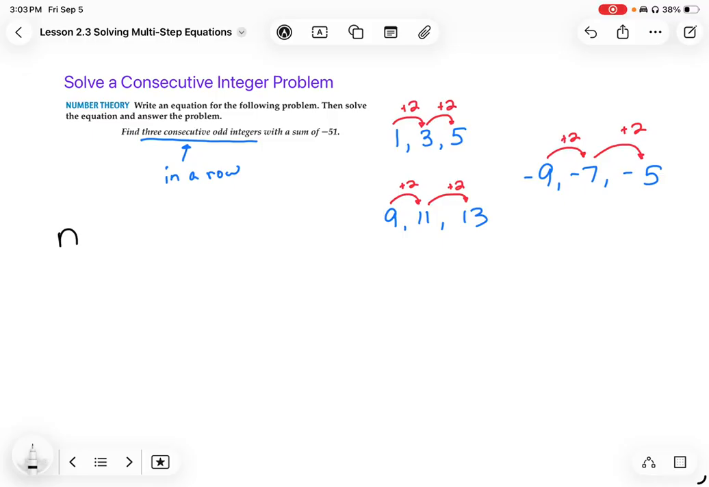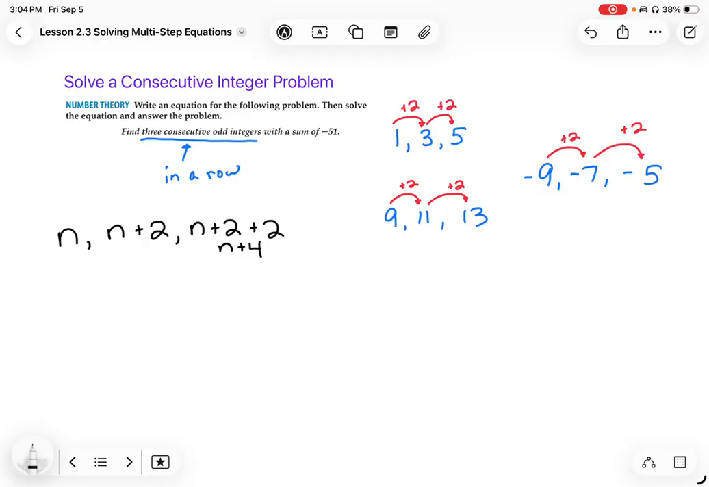So what's the next integer? We don't know, but we know that it's going to be 2 higher than the first integer, because a consecutive odd integer is 2 higher than the one in front of it. So then what's the third integer going to be? Well, it's going to be 2 higher than the one in front of it. The previous odd integer was n plus 2. The next one's going to be 2 higher than that, n plus 2 plus 2, which we could write as n plus 4. So our odd integers are n, n plus 2, and n plus 4.